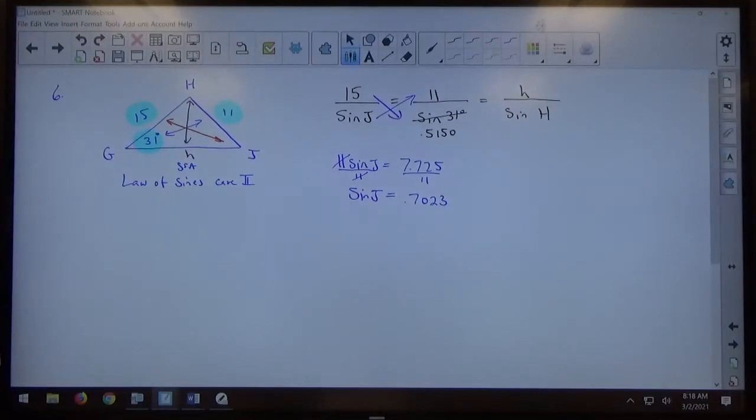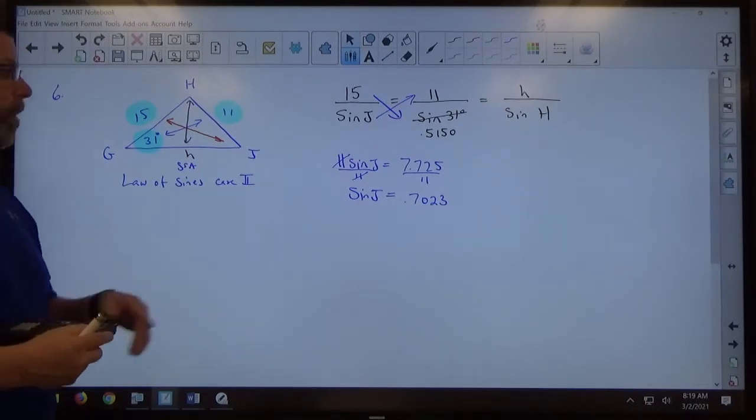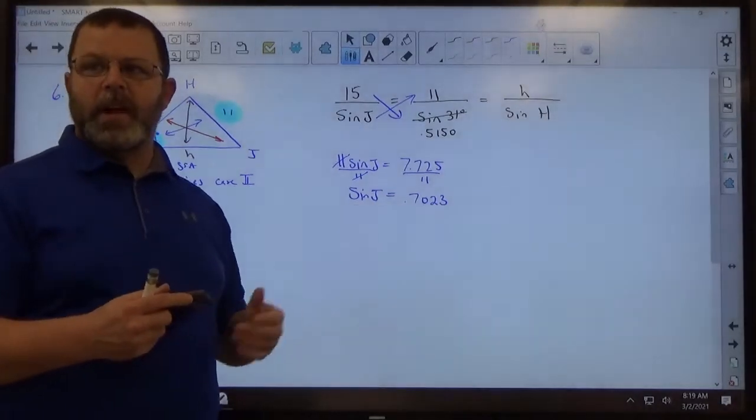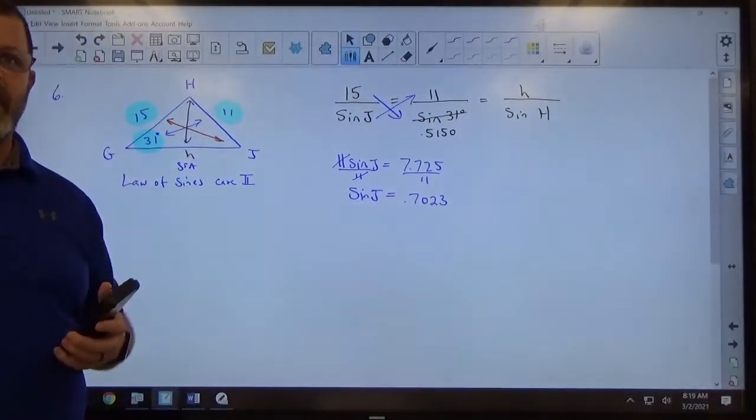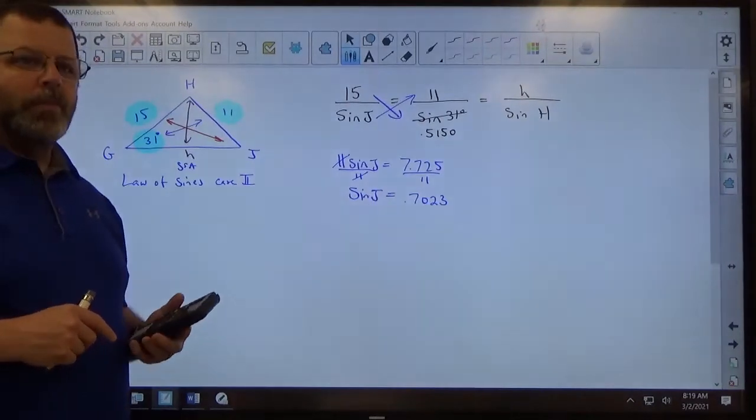Now, as long as that number, 0.7023, is between -1 and +1, your calculator can evaluate it. Even more specifically, it's going to be between 0 and +1 if it's doable for these problems, because you're not going to get negative numbers in these problems. If it's bigger than 1, the triangle's not possible. So if this said sine of j is equal to 1.17, your calculator will say domain error, it's not a possible triangle. But this one is possible because it's less than 1.